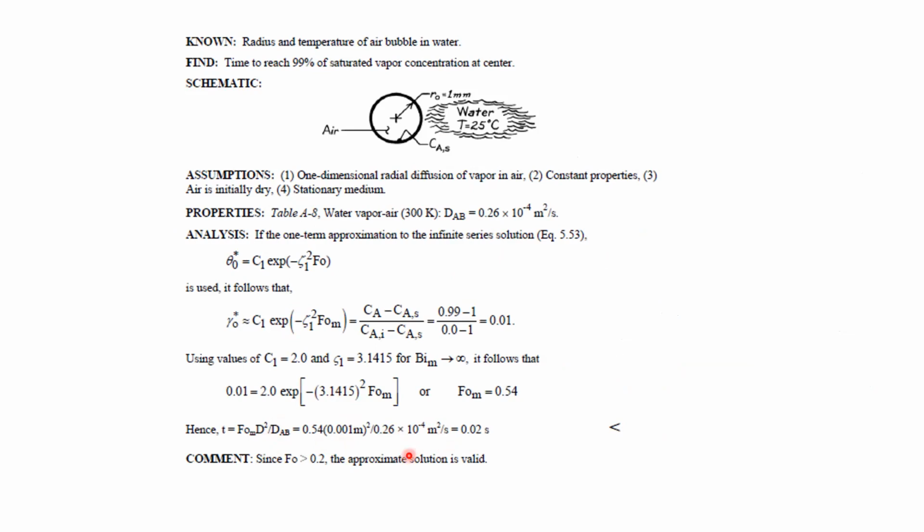So you see Fourier number based on mass transfer. So we also see a comment from that: Fourier number is greater than 0.2, the approximate solution is valid. So these kind of solutions are called approximate solution.